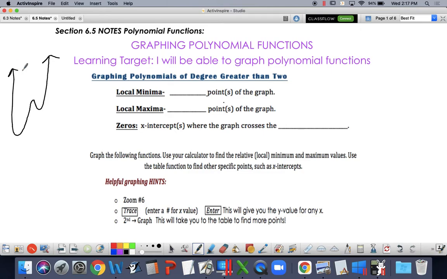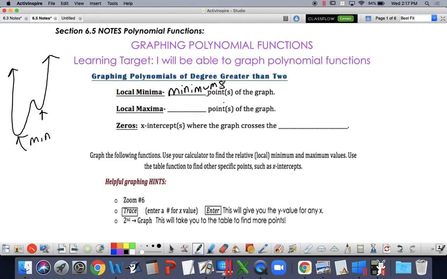Okay? Now, in order to be able to graph these, we have to grab the most important points. Things like maximum, minimum, zeros. On this random polynomial that I just drew, how many minimums do I have? Two, right? These two represent minimums. So that is really what you're going to start looking for, is two minimums.